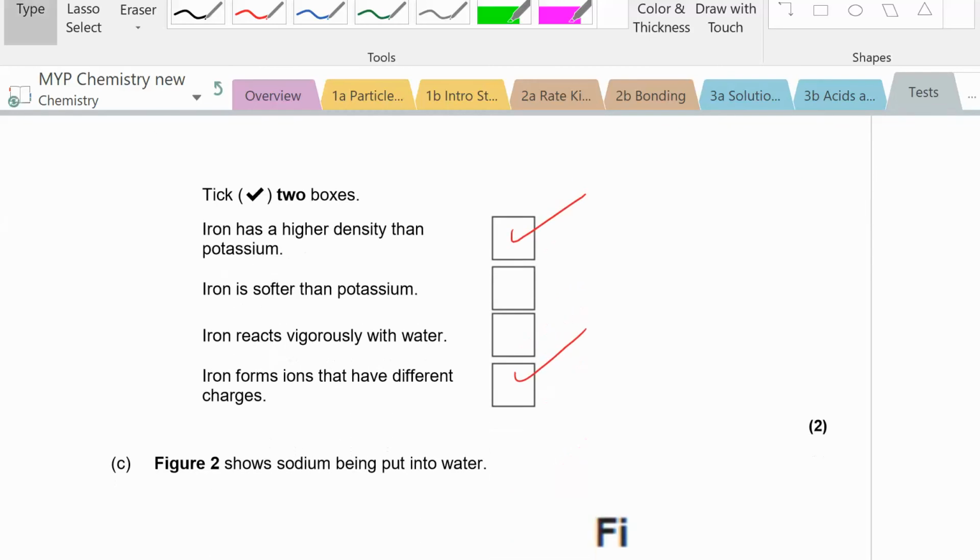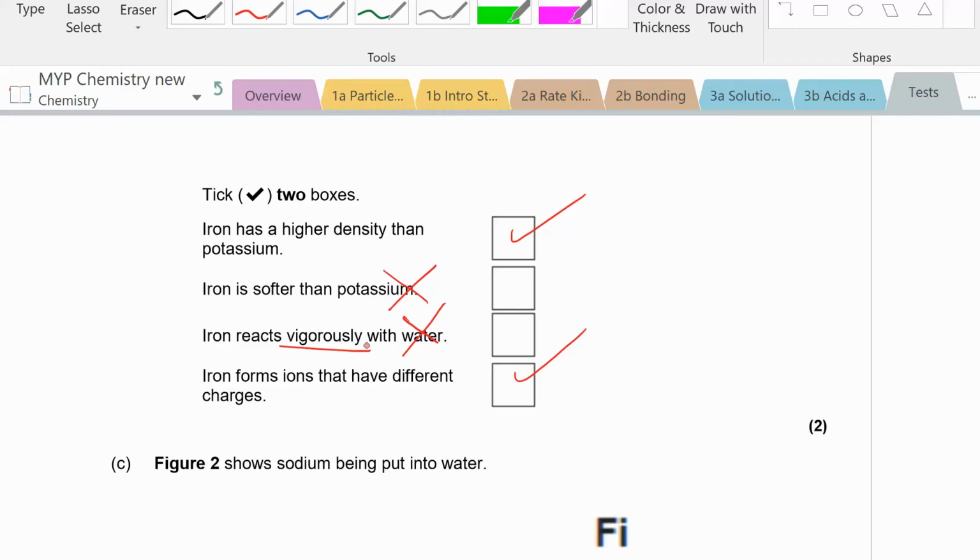Which two statements are correct? Iron is a transition metal element, has a higher density than potassium. This is true. Iron is softer than potassium. That isn't true. If you think about things which are made of iron, like steel, buildings and cars, whereas potassium I can cut with a knife. Iron reacts vigorously with water. It does react, it kind of rusts with oxygen present and water, but it's not very vigorous. It takes a long while. Your car, for example, isn't going to react with water in the same way potassium would, otherwise you would have no car the first day it rains.